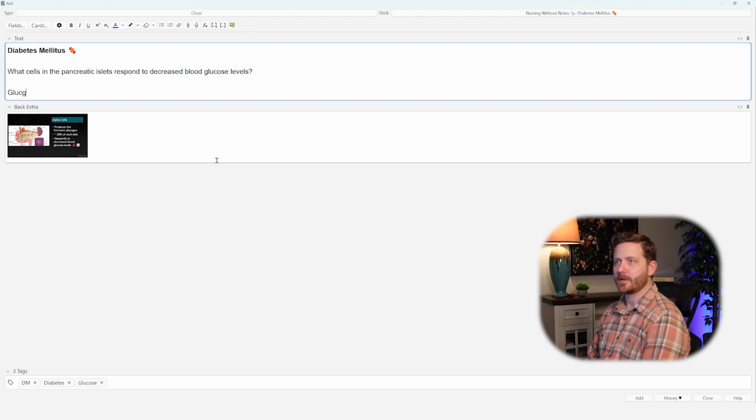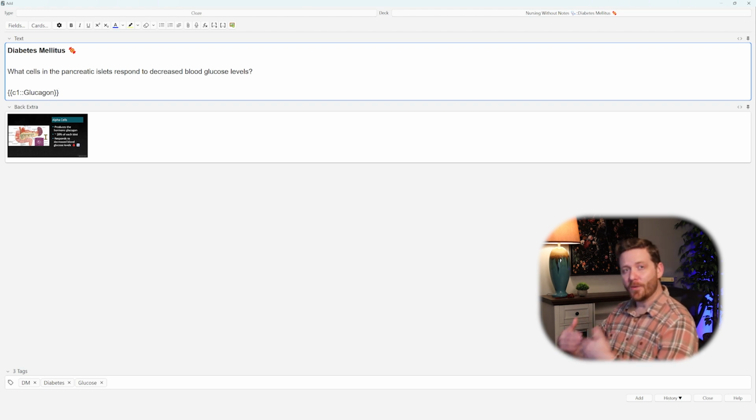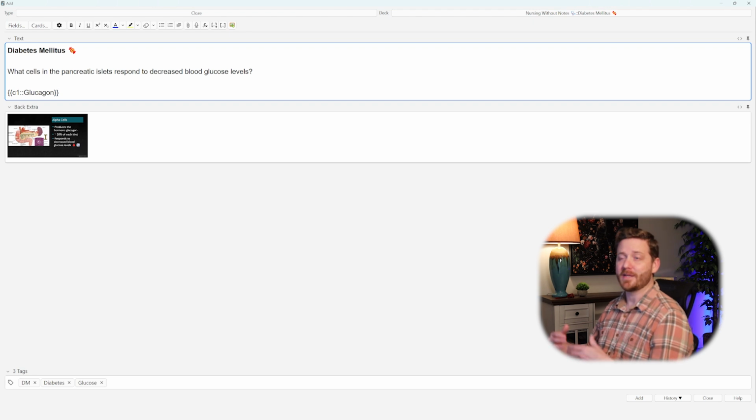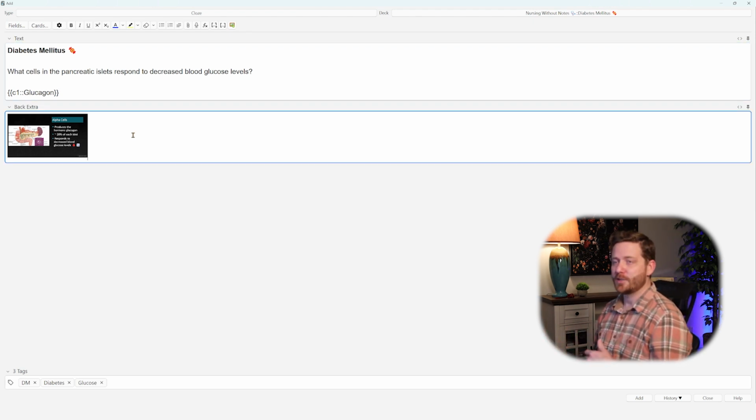And that's going to be our glucagon. And the good thing about doing this is when we go to answer these questions, when we do our flashcards, we're going to have this piece of information down here below on the back extra side. And then also you can go ahead and plug in different screenshots of text or copy and paste in or write in other pieces of text that you find helpful as you're studying. So be sure to do that.